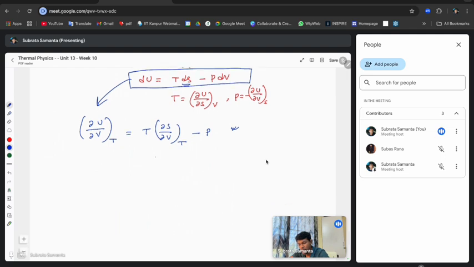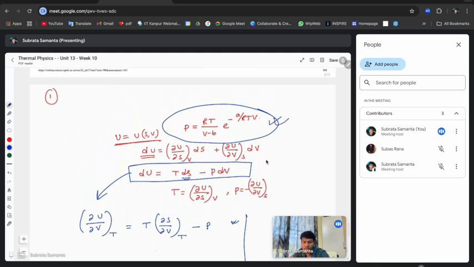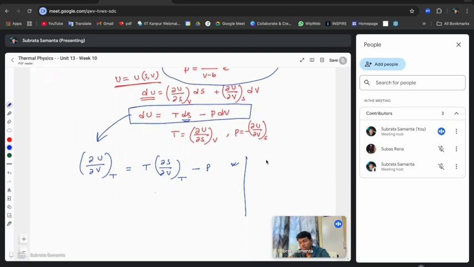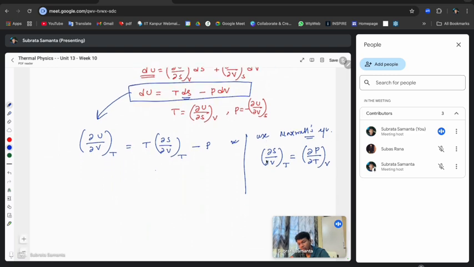Now for ∂S/∂V at constant temperature: in the problem only P is given, that is, how pressure depends on volume. So we use the Maxwell equations. What is the Maxwell relation? ∂S/∂V at constant temperature equals ∂P/∂T at constant volume. Once we use this and put it here, we get T ∂P/∂T at constant volume minus P.